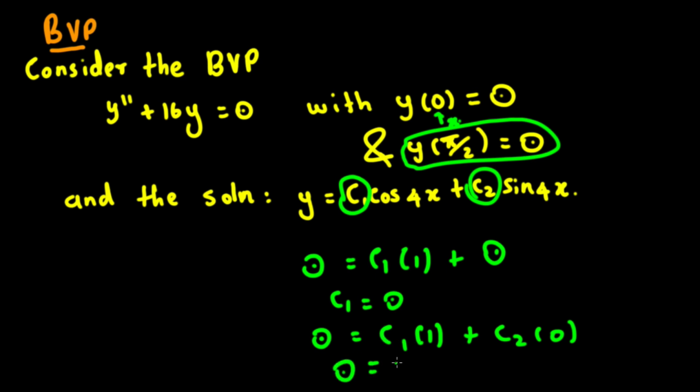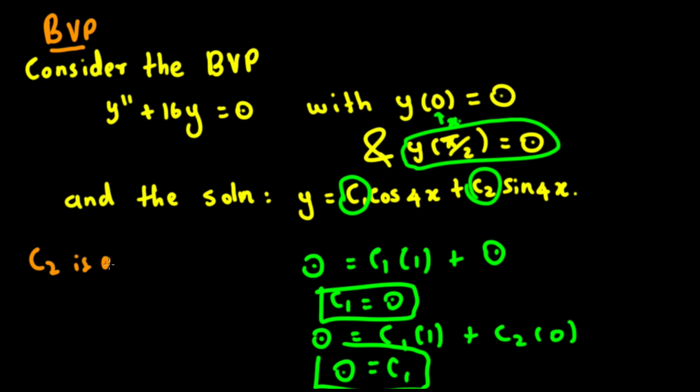For the first one we get c1, and for the second one also we get c1. It means c2 is arbitrary. So it means there are infinitely many solutions. That's what it represents. When we don't have any restriction for c2, it means we have infinitely many solutions.